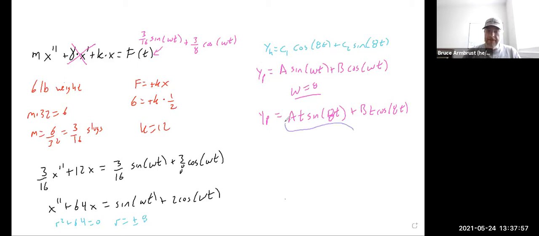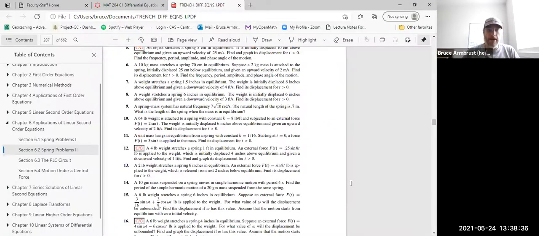And it's this stuff that's going to blow up. Because as time goes on, the sine and cosine just keeps bouncing back and forth, but the amplitude on that increases as we go further out. So the answer to the first part of this question, let's go double check what it says because I've forgotten it now. So if we go back and look at this, it first says, for what value of omega will the displacement be unbounded? All right, so we got that answer. That's 8. If omega is equal to 8, this thing's going to blow out of control.